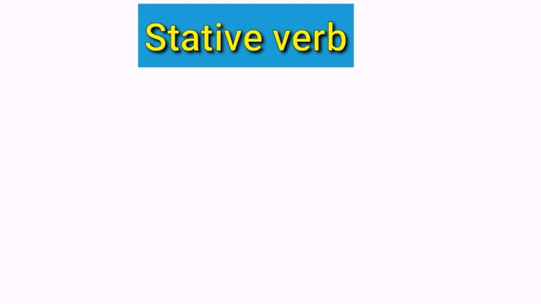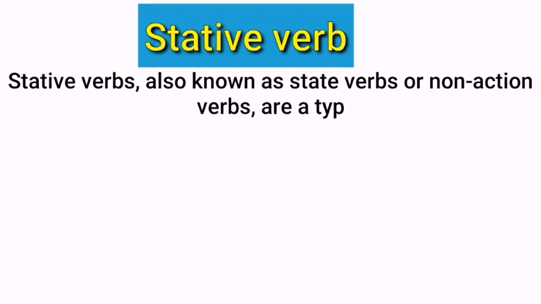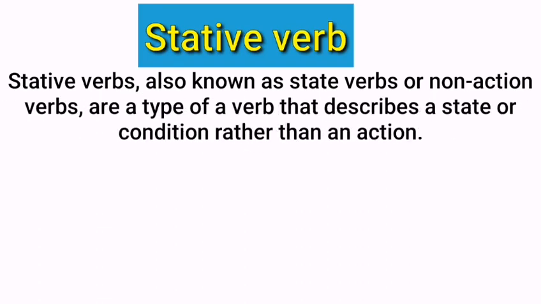While on the other hand, a stative verb can be defined as follows. Stative verbs, also known as state verbs or non-action verbs, are a type of verb that describes a state or condition rather than an action. What does it mean? Simply, it means that it is the opposite of a dynamic or action verb. As a dynamic verb describes action, a stative verb describes a state of a person or a thing. And it does not talk about physical activity, but rather it describes the state of it.